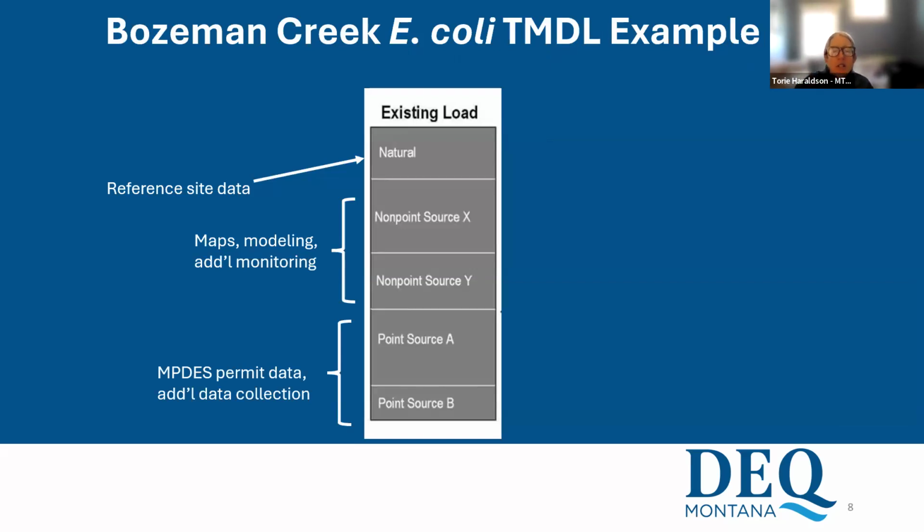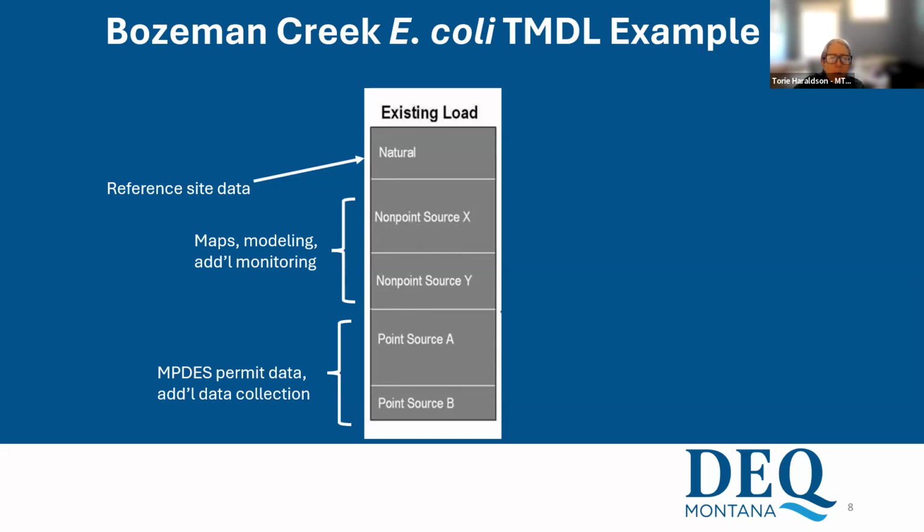And then the sources that are making up the existing load get identified and quantified. Natural or background loads are typically determined by monitoring reference sites within the watershed that are upstream of human influence. And that was the case with the Bozeman Creek example.